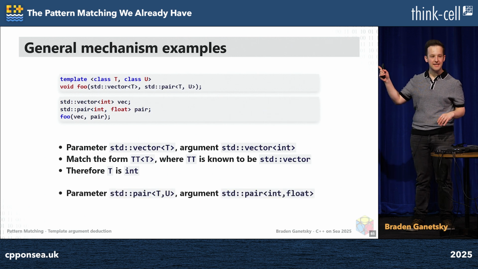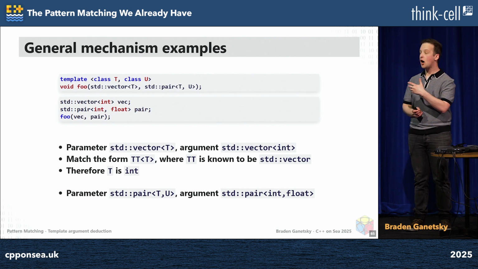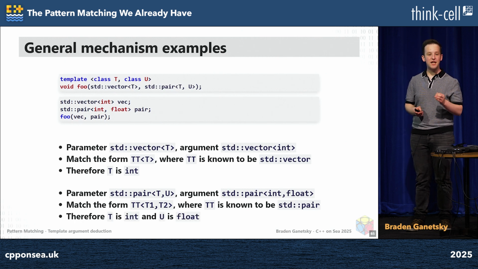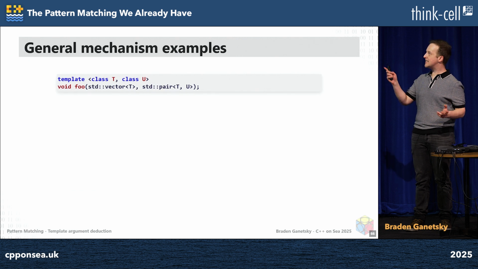What we have not done yet is using std::pair. So let's say std::pair<T, U>, the parameter, gets matched up to the argument std::pair<int, float>. We match the form template of two different types, where this template is known to be std::pair. We can drop it. Therefore, T is int, and U is float. So T gets deduced to int in the first parameter argument pair, and T gets deduced to int in the second parameter argument pair. Do they always have to be deduced to the same thing? Yes. So let me show this next example.